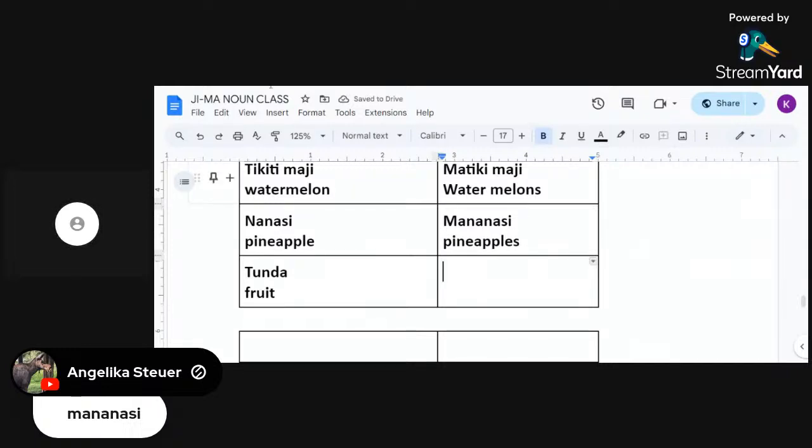Tunda is a fruit. Tunda. So if there are many, how do you say fruits? Tunda is a fruit. What about if there are many?